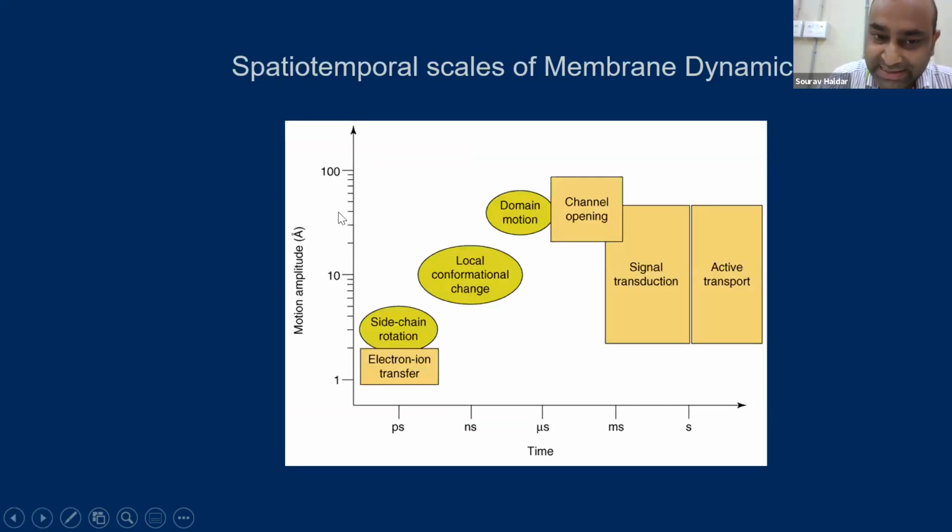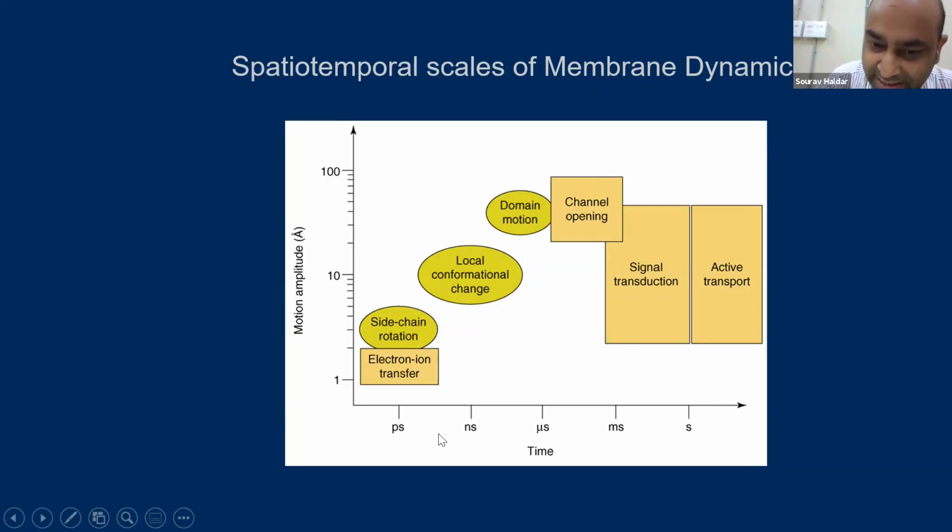So if you look at this particular chart here, the smaller or local dynamics, for example, side chain rotation, electron ion transfer, happen on a very fast time scale, for example, in picoseconds, and also have a motional magnitude of only a few angstroms. So that means they are very localized motions.